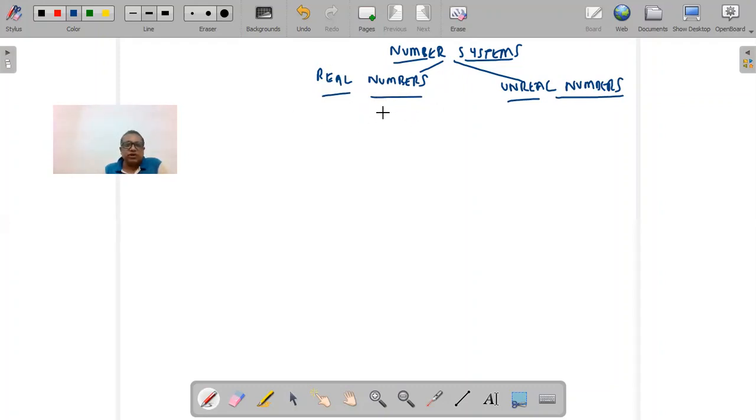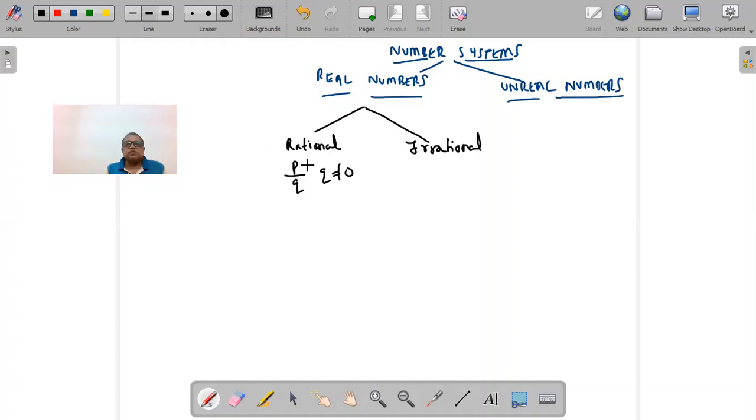I'll be explaining this in more detail, but at the same time, you should know what unreal numbers are as well. Real numbers can be classified further into two: they can be either rational or irrational. Now, rational numbers, right from class 8, you've been doing this. Rational numbers are numbers which can be expressed in the form p by q, where q is not equal to 0. The denominator should not be 0. Why? Because any number divided by 0 is not defined or infinite. We cannot divide a number by 0.